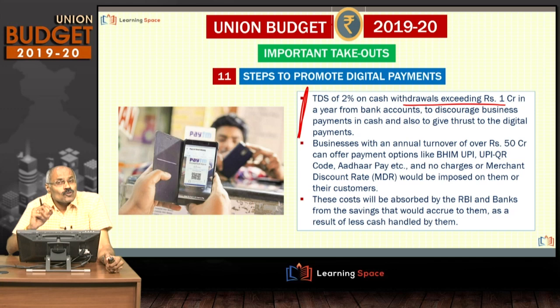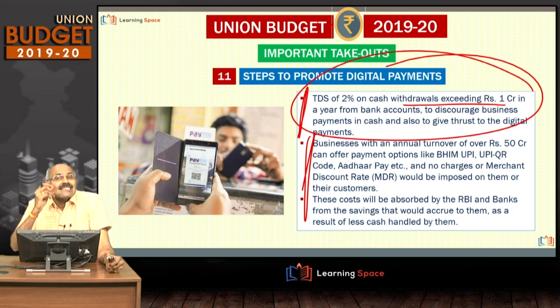The second important aspect is to promote payments through digital methods, whether it is a transfer from one account to another account, or a transfer through various digital payment mechanisms. And there is another thing which you can go through, but the most important is TDS of 2% on cash withdrawals exceeding rupees 1 crore per year from bank accounts. That is in fact a step which is desired.